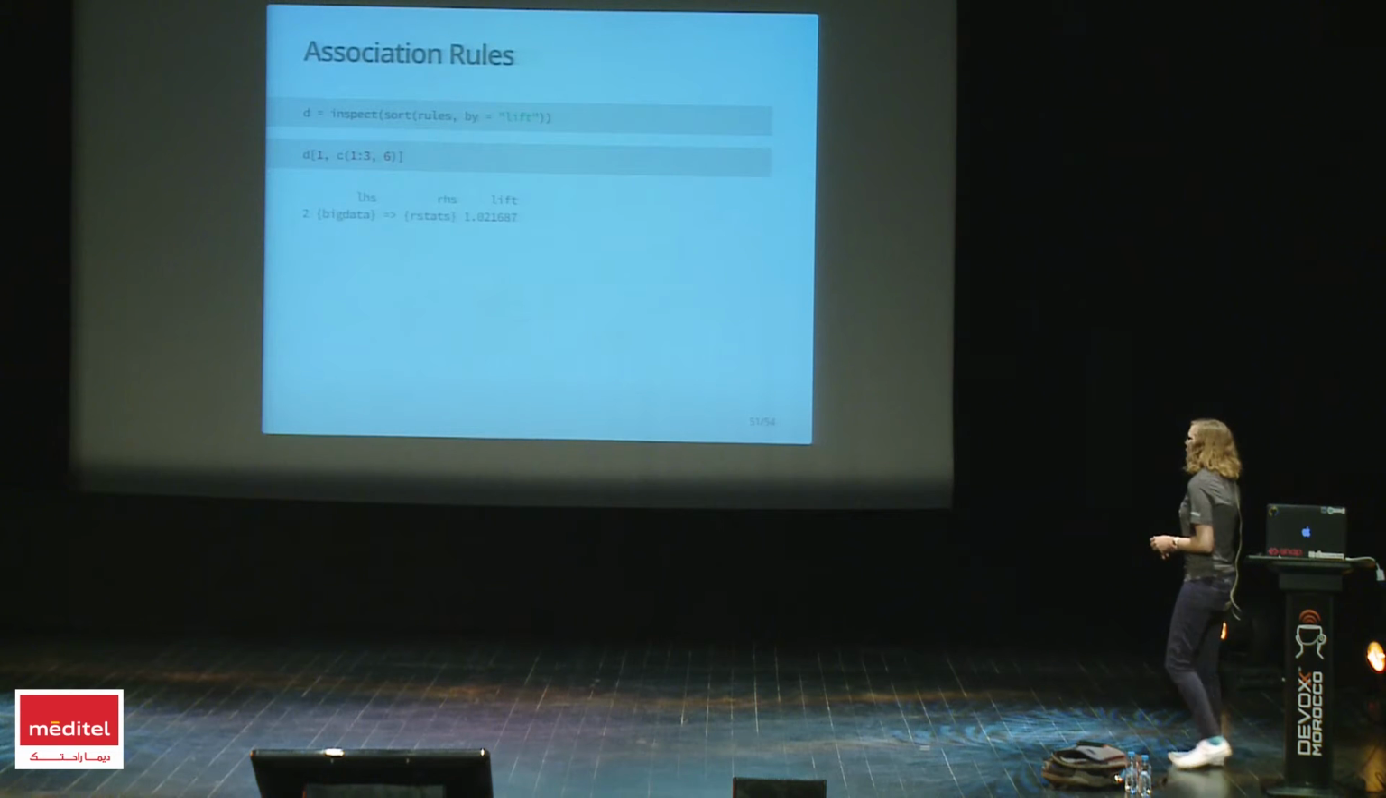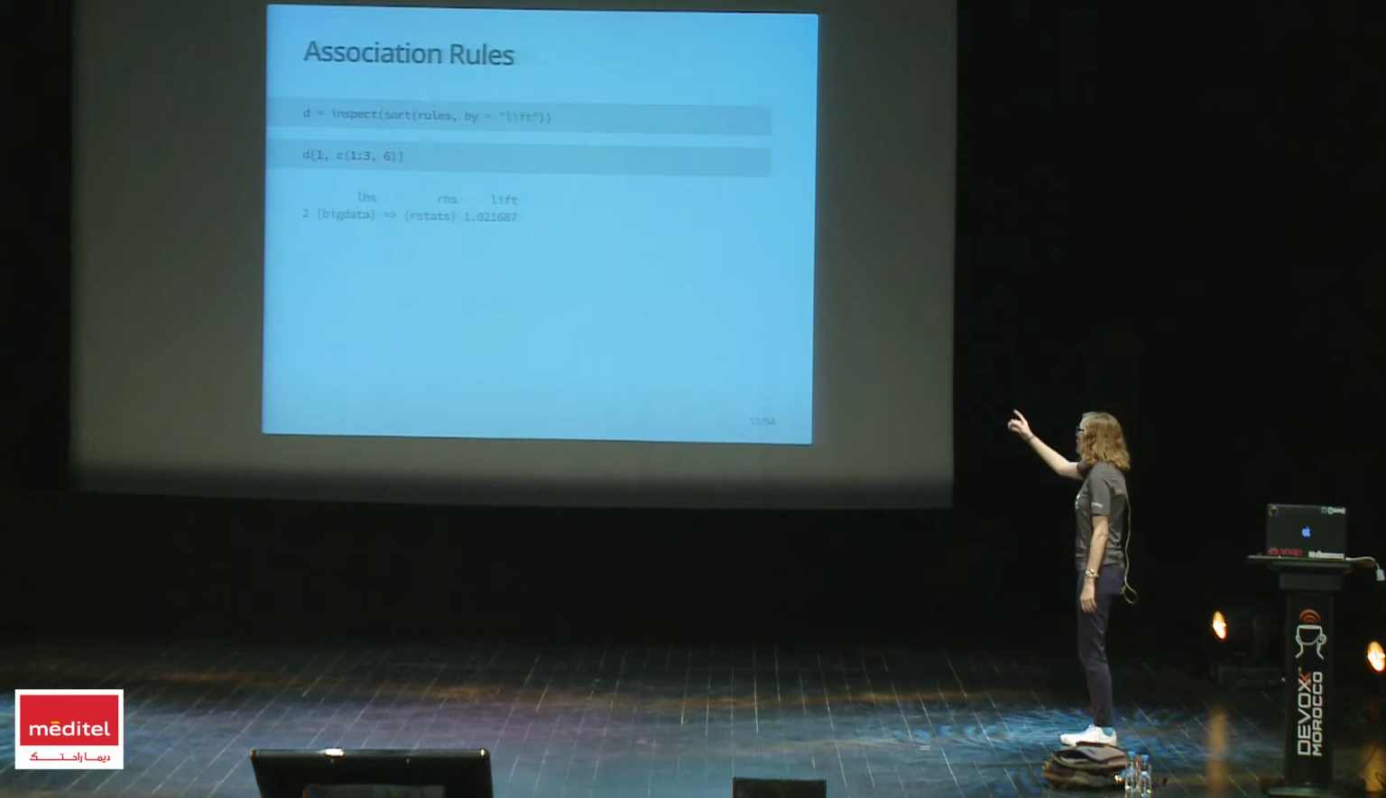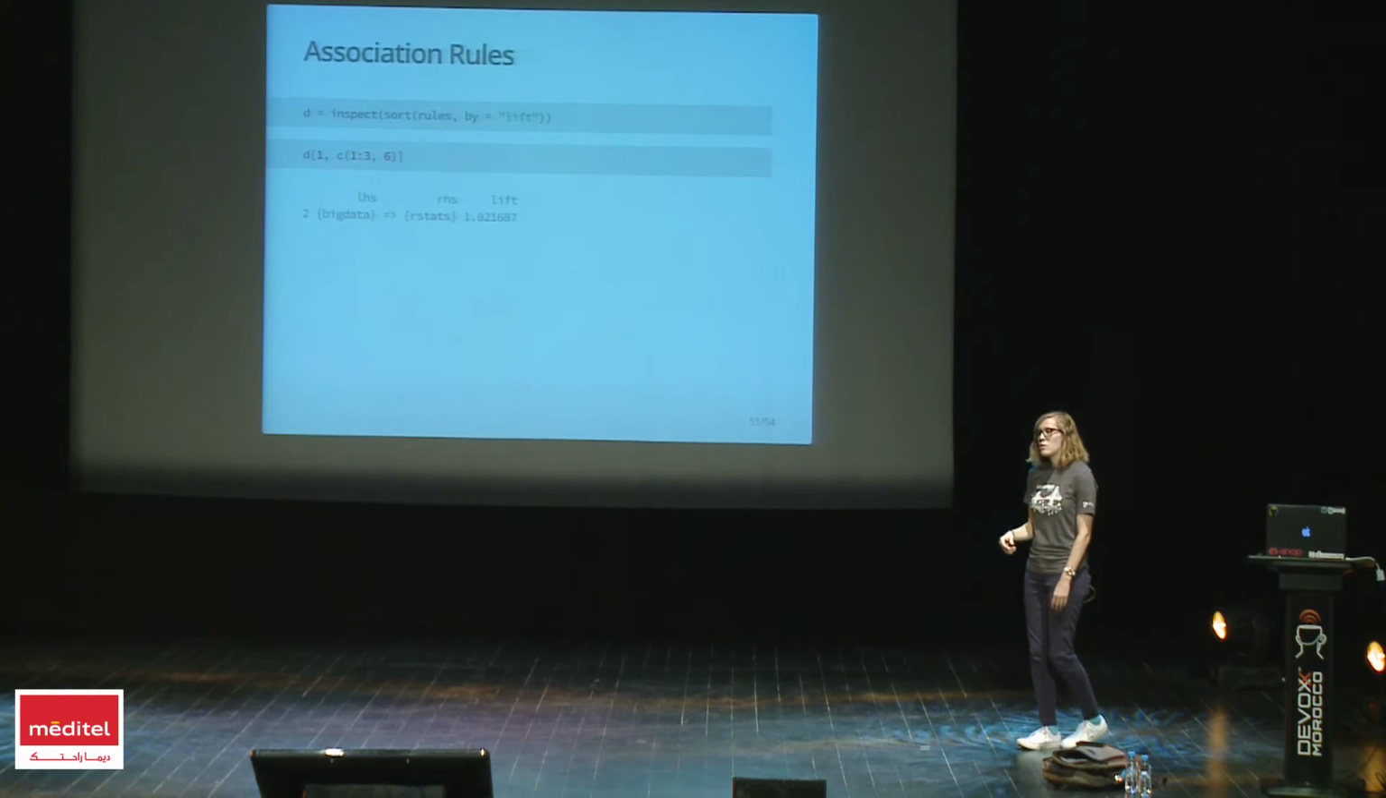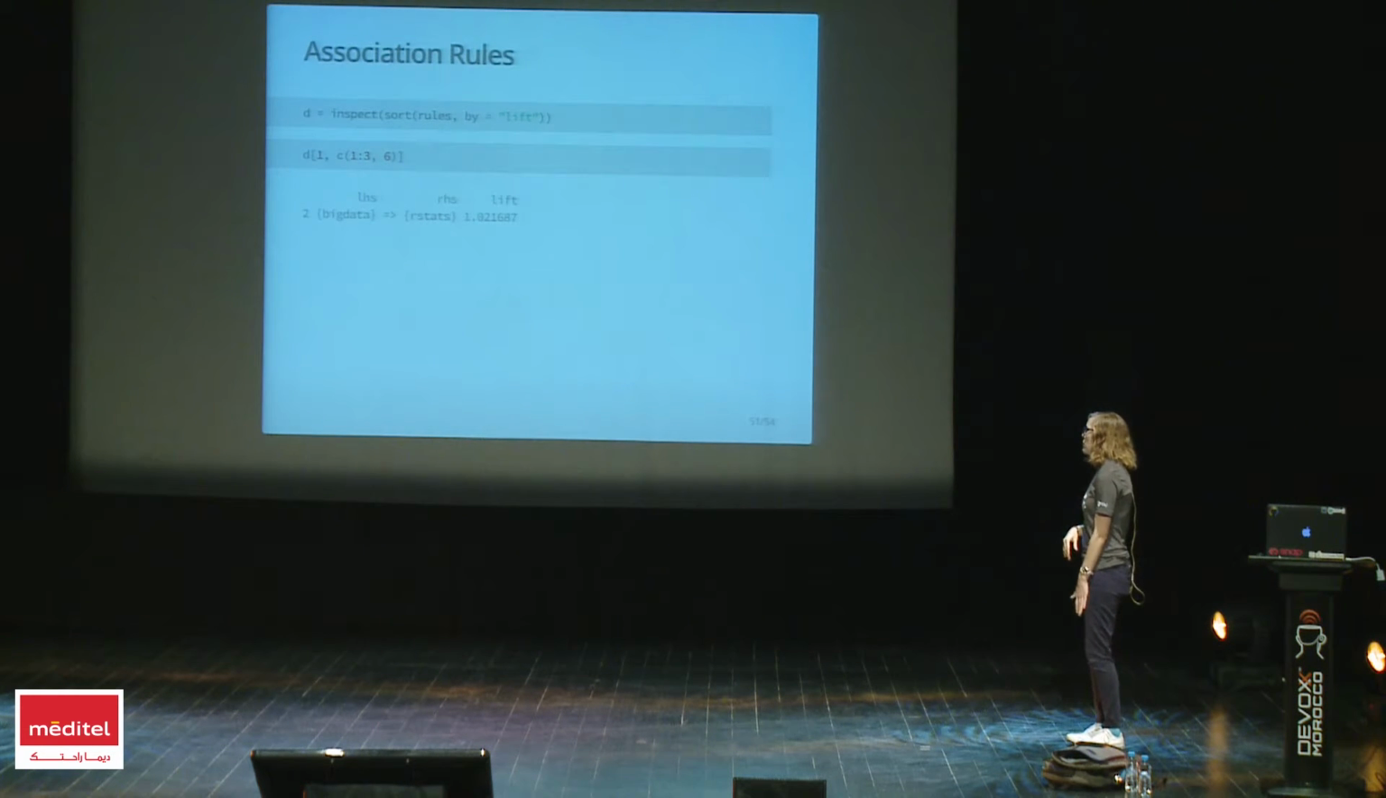And then you can inspect the rules. Here I'm sorting them by that lift metric that I showed earlier, the ratio of the joint probability to the independent probability. And I'm just showing the first one here. So this was determined to be the most interesting, or to have the highest lift, association rule. It's showing you the left-hand side and the right-hand side of the rule. So it's saying that if you have the hashtag big data in your tweet, at least in this very small sample of tweets, then there's a high conditional probability that you'll also have the hashtag rstats in your tweet.